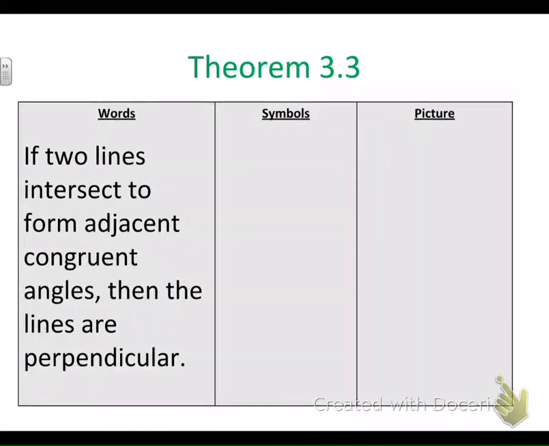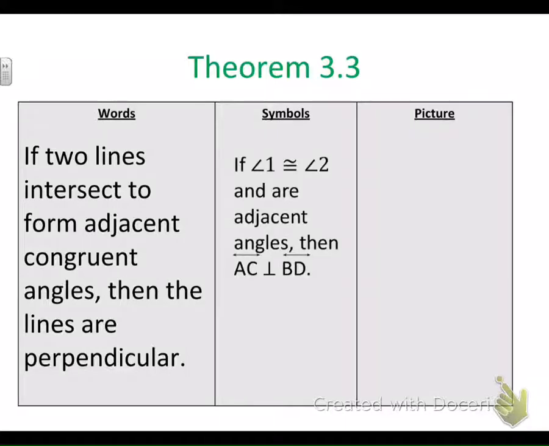Theorem 3.3, if two lines intersect to form adjacent congruent angles, then the lines are perpendicular. So the symbols, if angle 1 is congruent to angle 2 and they are adjacent angles, then line AC is perpendicular to BD. Alright, we got one more theorem.